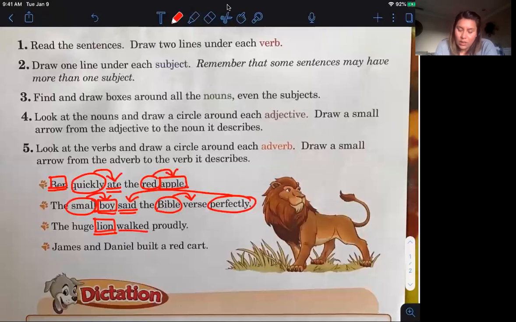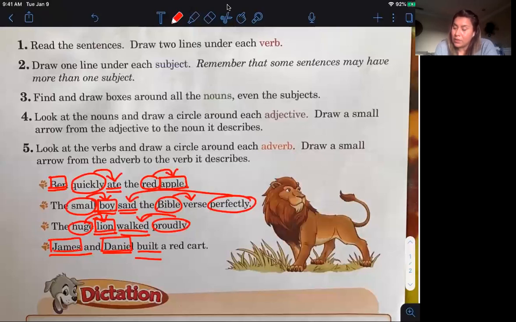And then he walked, underline it twice. Proudly is how he walked, and huge is what the lion was. James and Daniel built a red cart. Well, there's two subjects here, James and Daniel. So let's put boxes around them because they're also nouns. And they built, that's our verb because that's the action.